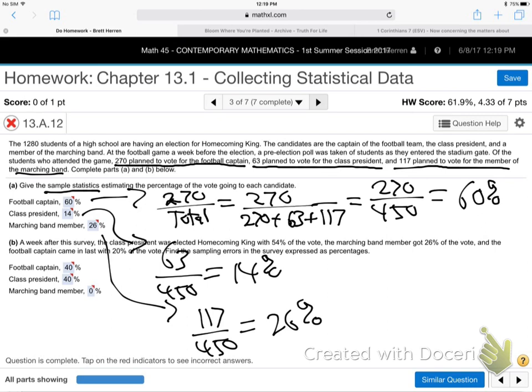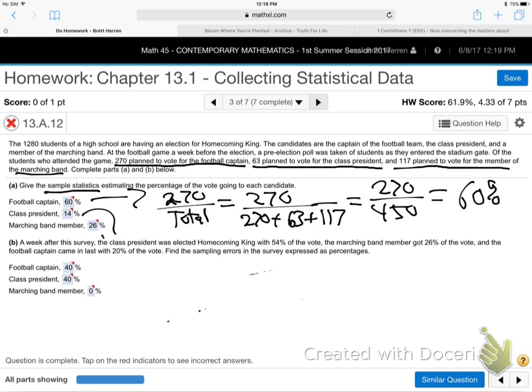But in the actual election, look. Class president got, what does it say? Homecoming king, 54%. The other ones, blah, blah, blah. And they ask us, what are the errors? So here's the reality. Yeah, let's compare. So I'm going to erase this if that's okay. Define the error.